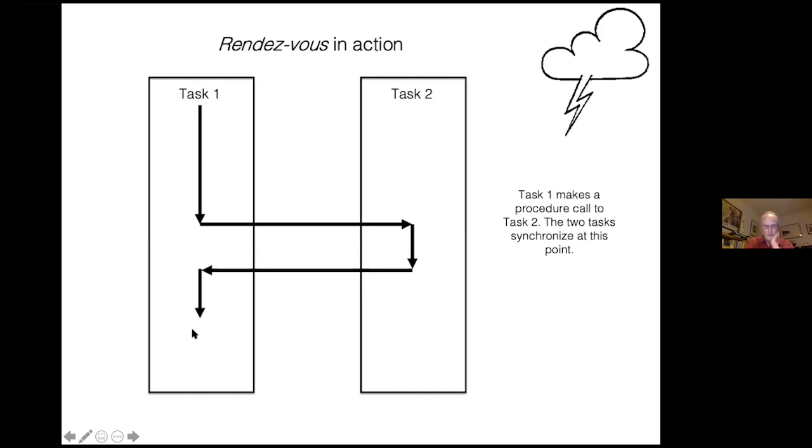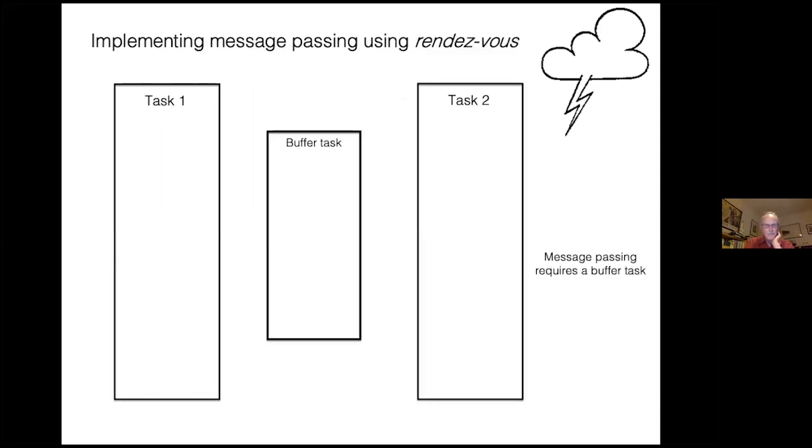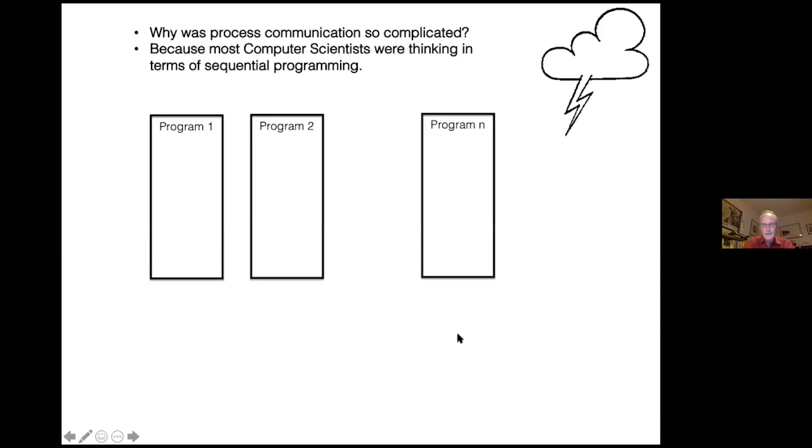This is a sort of offline invention. If you wanted to do message passing, you would actually have to have a buffer task. So one task interfaces and passes some data, and a bit later, the other task makes a call like this to get the answer back. This was pretty far-fetched.